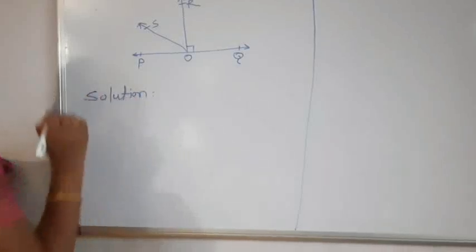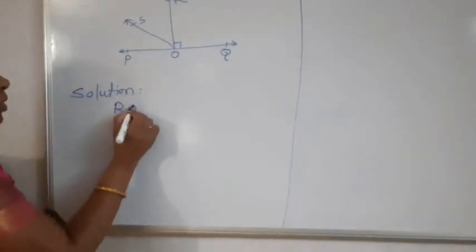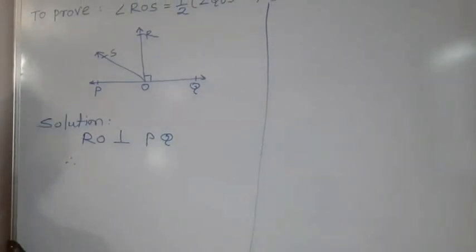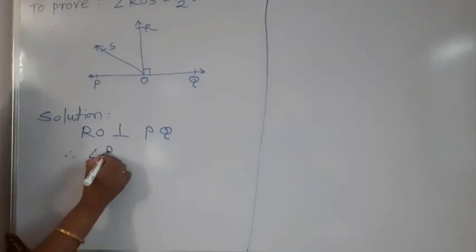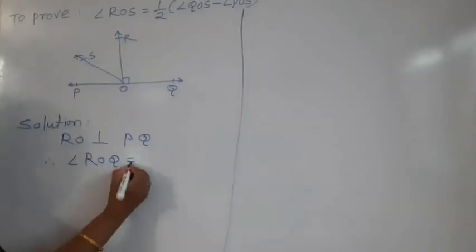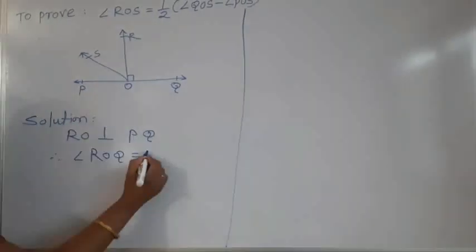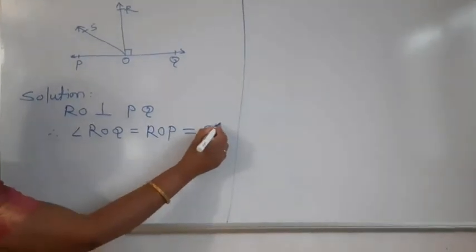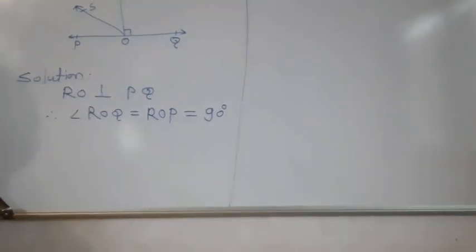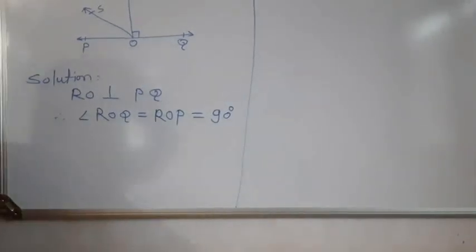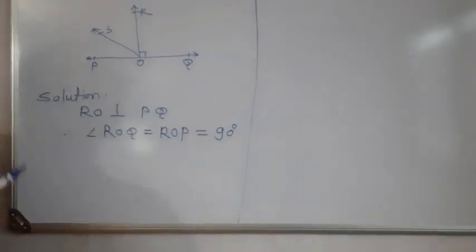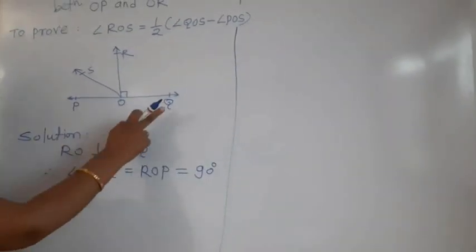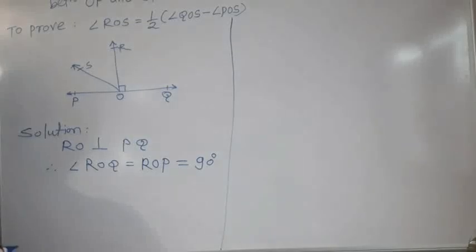Solution: RO is perpendicular to PQ and therefore we can say that angle ROQ is equal to angle ROP is equal to 90 degrees, because this ray is perpendicular, the measure of both the angles is 90 degrees. Now here we have to consider the relation for ROS. That's why here I consider the angle QOS from the figure.